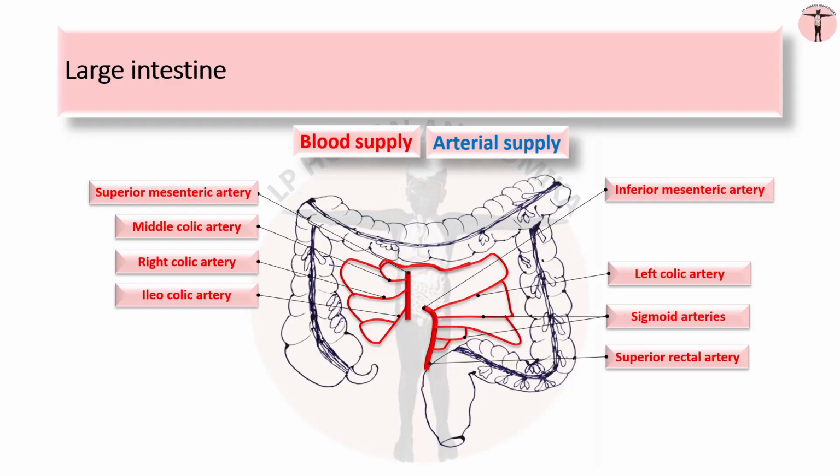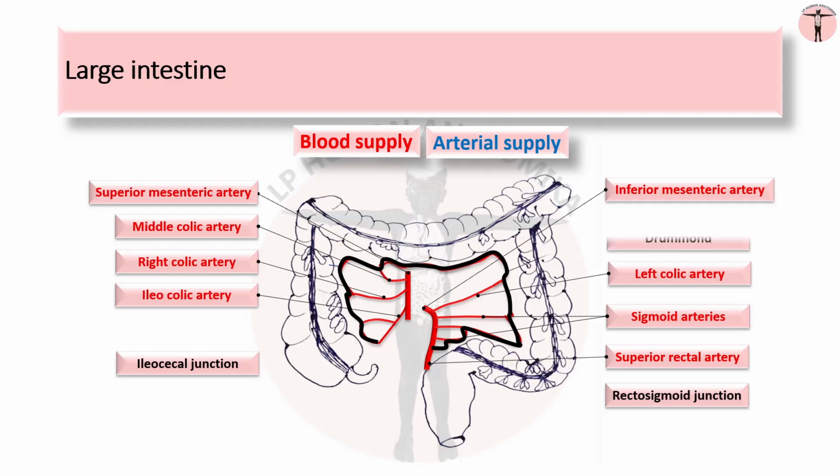All these arteries form a circumferential anastomotic arterial channel extending from the ileocecal junction to the rectosigmoid junction, close to the inner margin of the colon, which is called the marginal artery of Drummond. The vasa recta arise from the marginal artery and supply the colon.